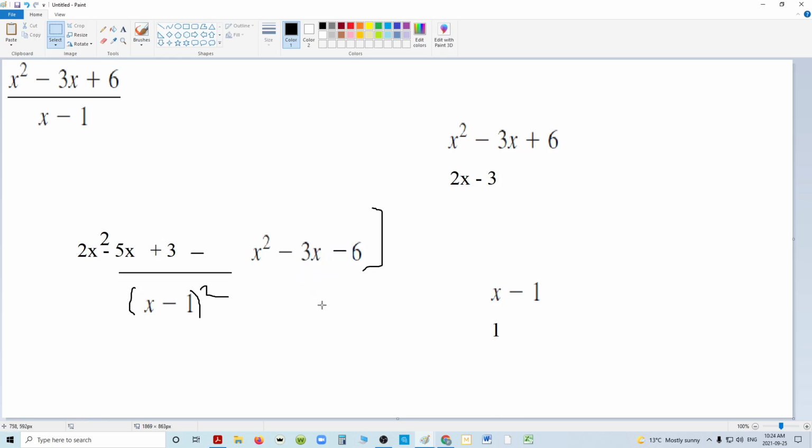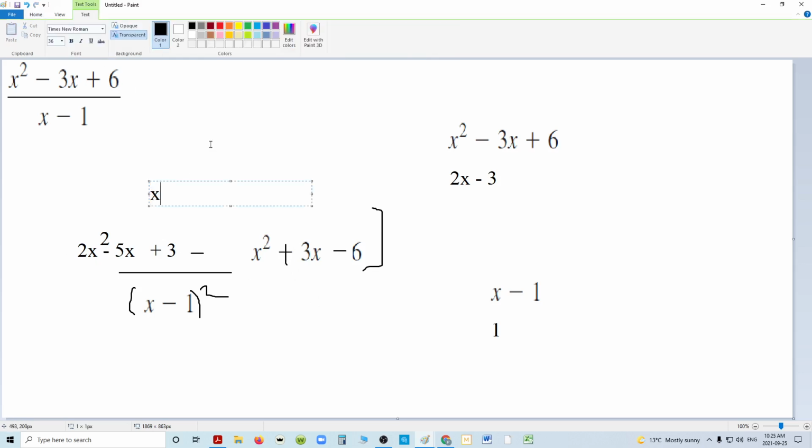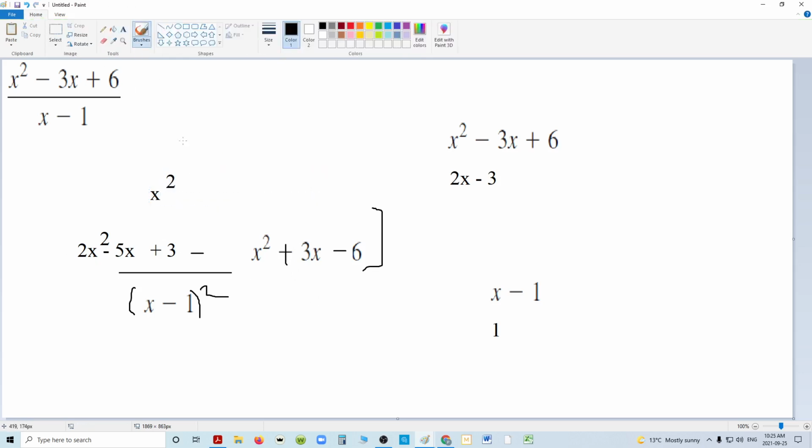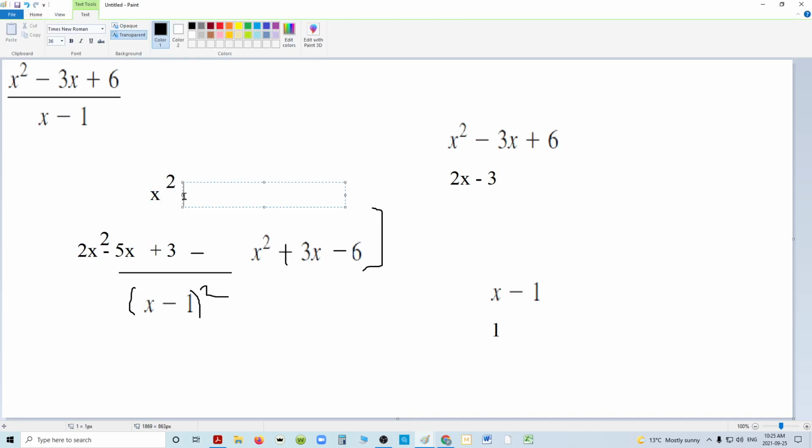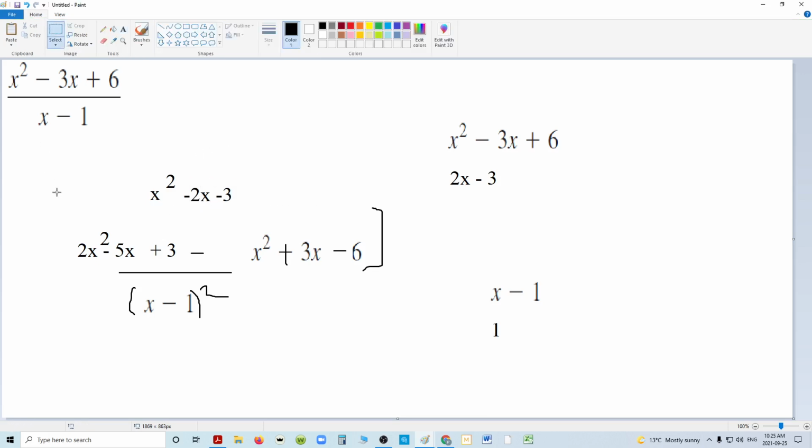Okay. And the only thing that happens is this becomes a positive. Well, 2x squared minus x squared becomes an x squared. Minus 5x plus 3x becomes a minus 2x. Plus 3 minus 6 becomes a minus 3. That's what we have at the top.